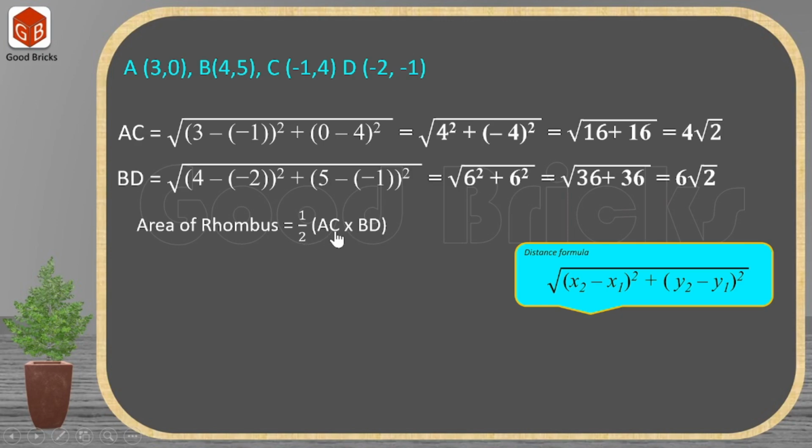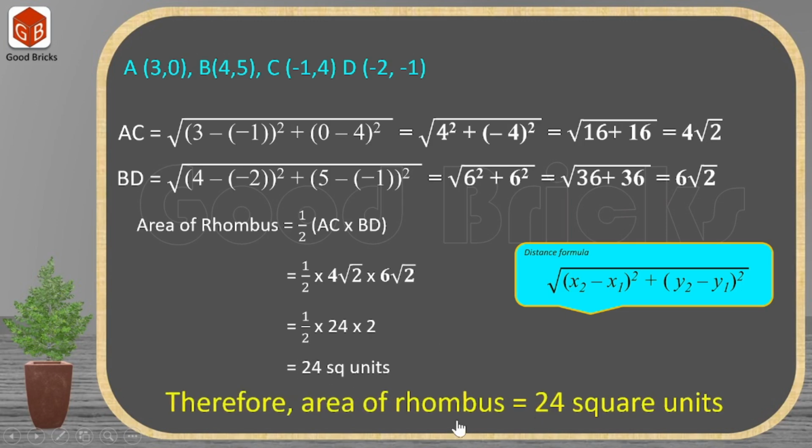In place of AC, we are going to substitute 4 root 2. In place of BD, we are going to substitute 6 root 2. After simplification, you will get 24 square units. What is this? This 24 square units is the area of the rhombus.